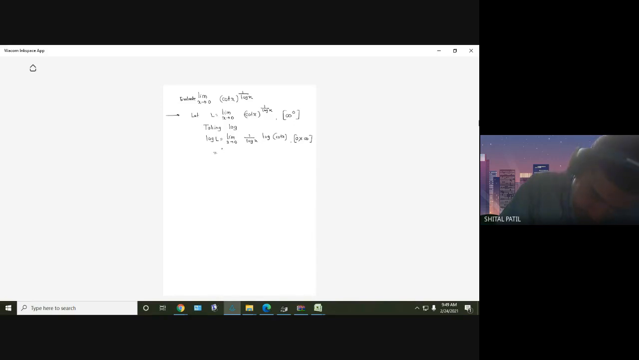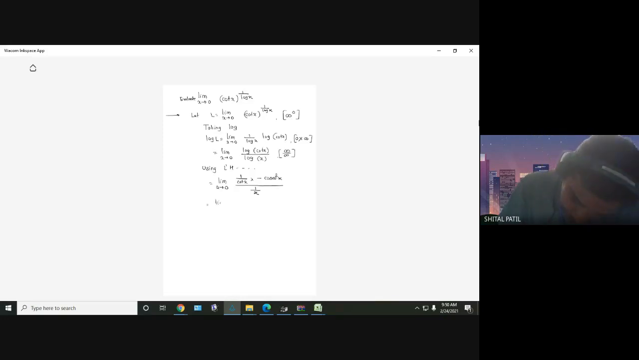Okay, so simplify this. So limit x extends to 0, log of cot x. So both the terms in numerator and denominator, they are logarithmic terms. So again, cot of 0 is infinity, log of infinity. x equal to 0, log of 0 is infinity. So use it. Limit x extends to 0, 1 upon cot x into, what is derivative of cot x? Minus cosec square x divided by derivative of log x, 1 upon x.